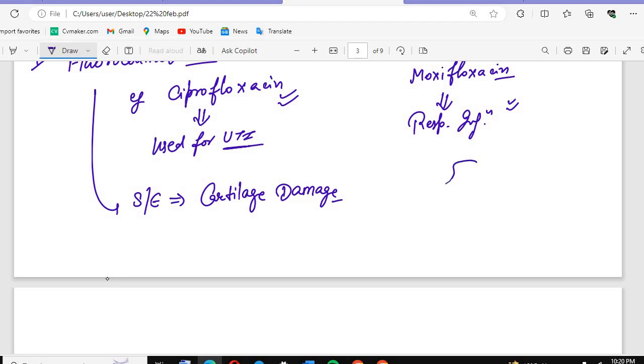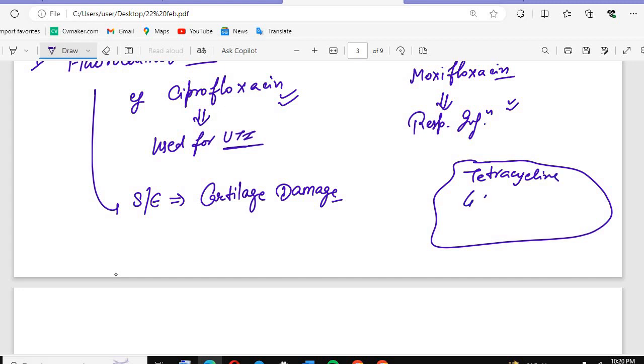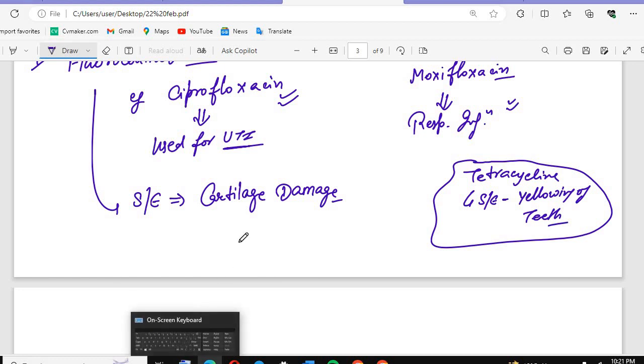And along with that, we studied about the tetracyclines. So remember the tetracyclines, what do they cause? What is the side effect of that? They cause yellowing of the teeth. Okay. I hope this is clear.